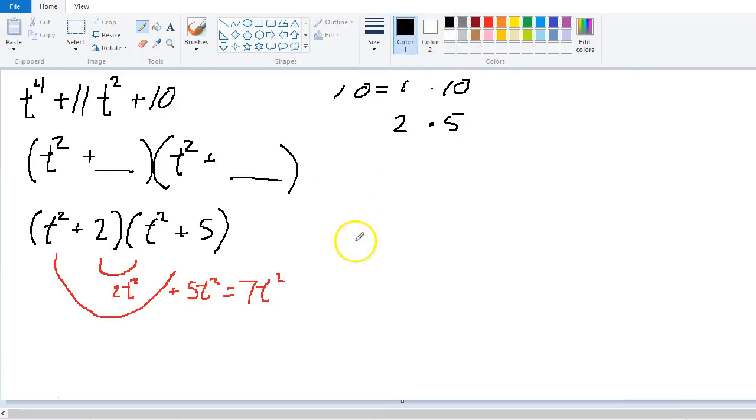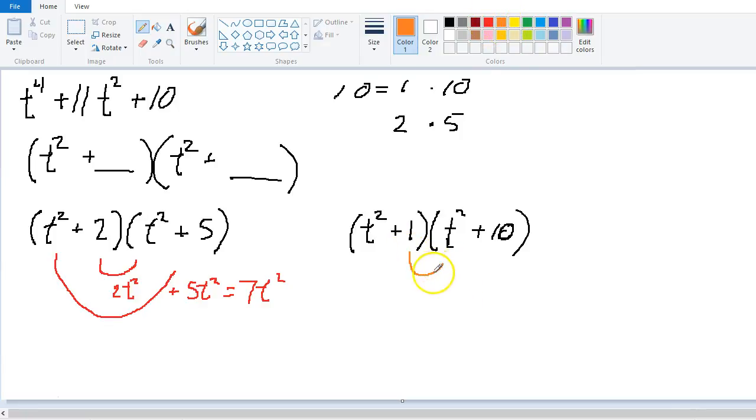Let's try with the 1 times 10. So we're going to have t squared plus 1, t squared plus 10. Okay, will this do any better? Let's find out. Okay, well, once again, 1 times 10 gives us 10. Okay, that's good. t squared times t squared gives us t to the fourth. Good. Let's check out our middle terms now.